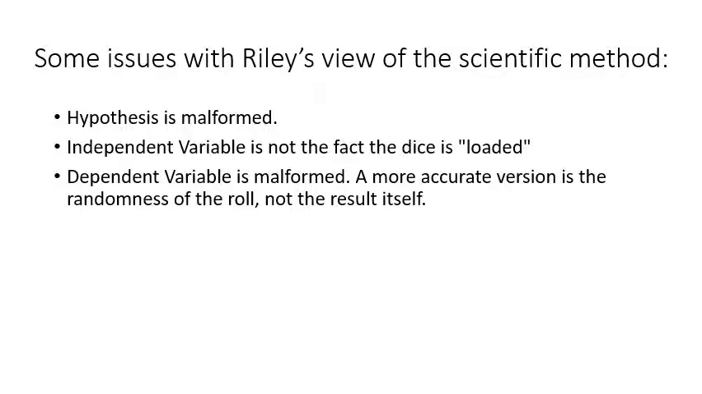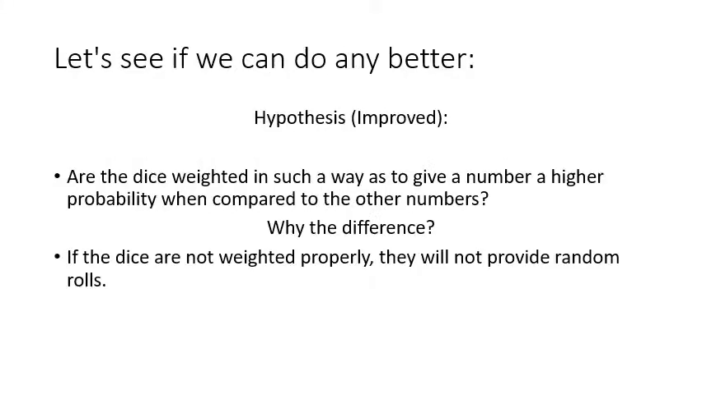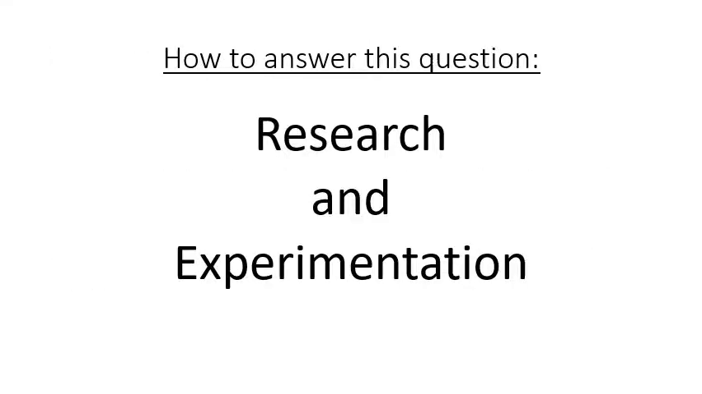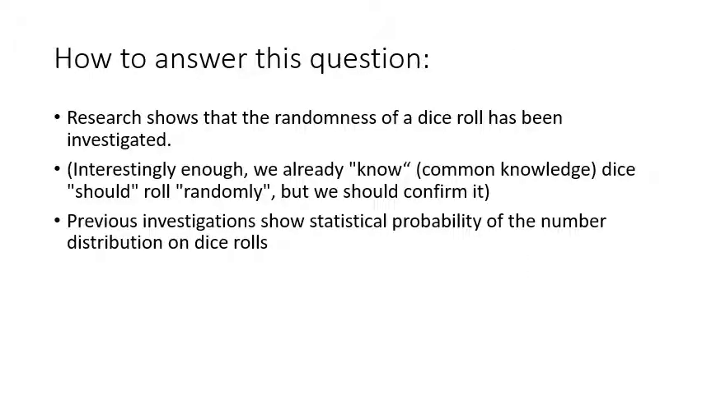If Riley really thinks in legal terms, wouldn't he know that even a partial destruction of the dice could lead to legal issues if the dice were loaded and someone needed to be weighted in such a way as to give a number a higher probability when compared to the other experimentation? Why the difference? How to answer this question?